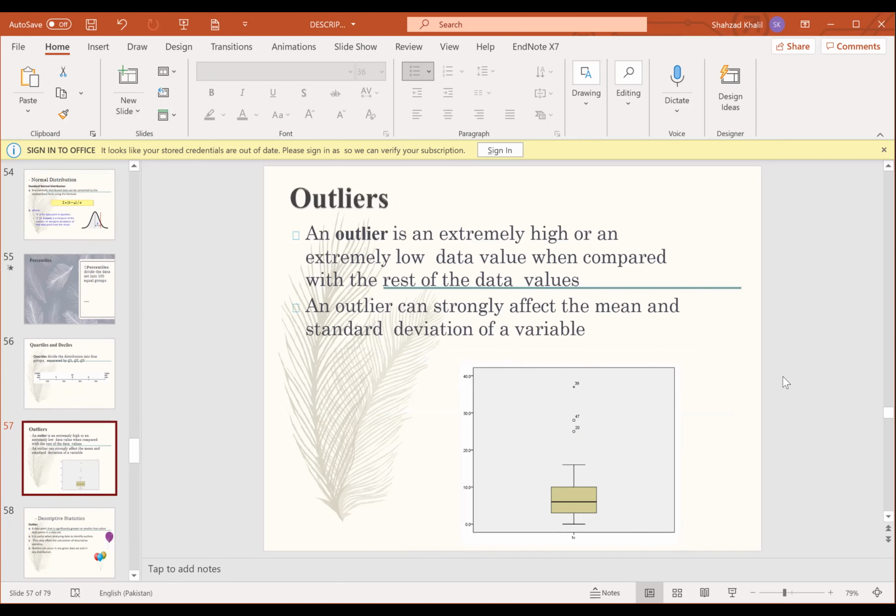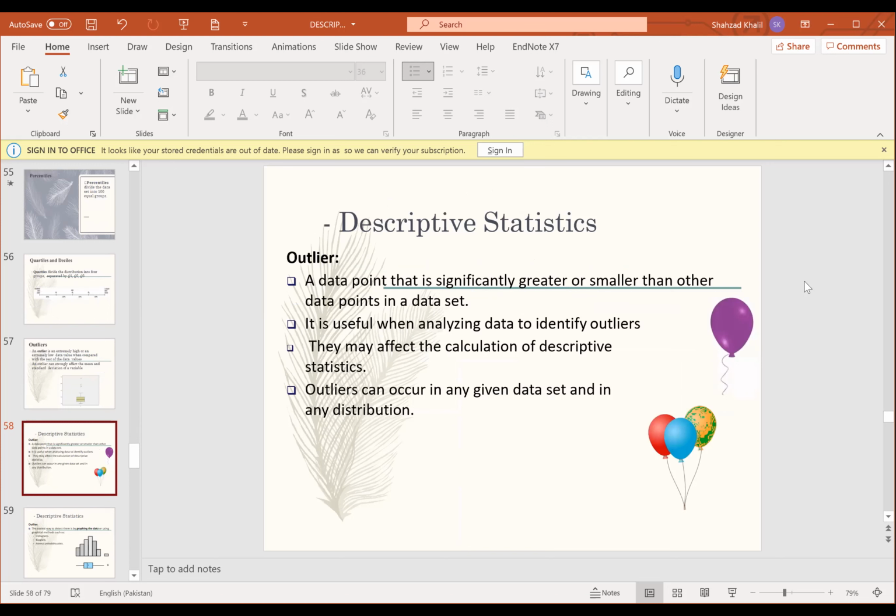Then the outliers. An outlier is an extremely high or an extremely low data value when compared with the rest of the data values. An outlier can strongly affect the mean and standard deviation of the variable. This is a box plot, and these are the outliers. A data point that is significantly larger or smaller than other data points is an outlier. It is useful when analyzing data to identify outliers, as they may affect the calculation of descriptive statistics. Outliers can occur in any data set and in any distribution.